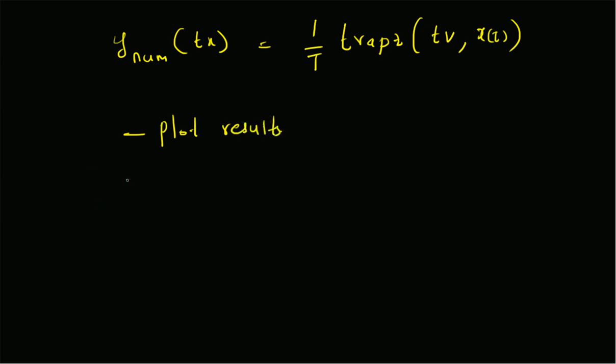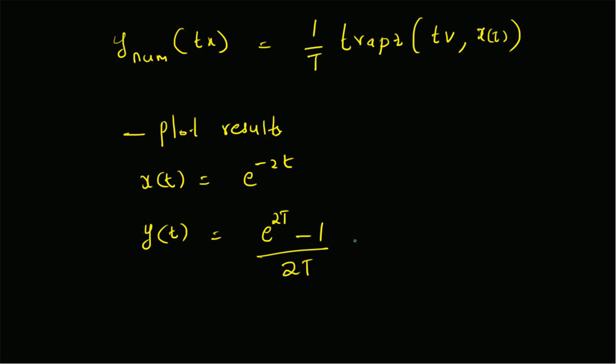So for example, when x of t is equal to exponential of minus 2t, then y of t, that is its integral, that is the averager, is basically given by (e to the power 2T minus 1) by 2T, multiplied by e to the power minus 2t. So that is the integral, that is the average. So we can plot the results from the numerical implementation and compare it with the theoretical value.